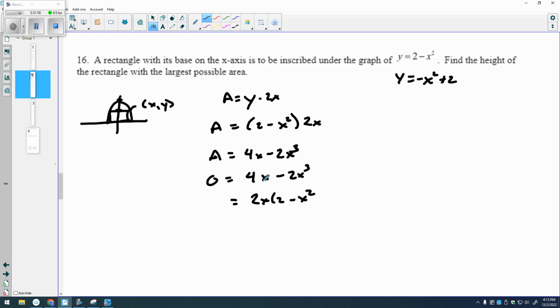Oh, I forgot to take the derivative. Sorry, someone just walked in the room and I got sidetracked and lost track of what I was doing. All right, here we go.